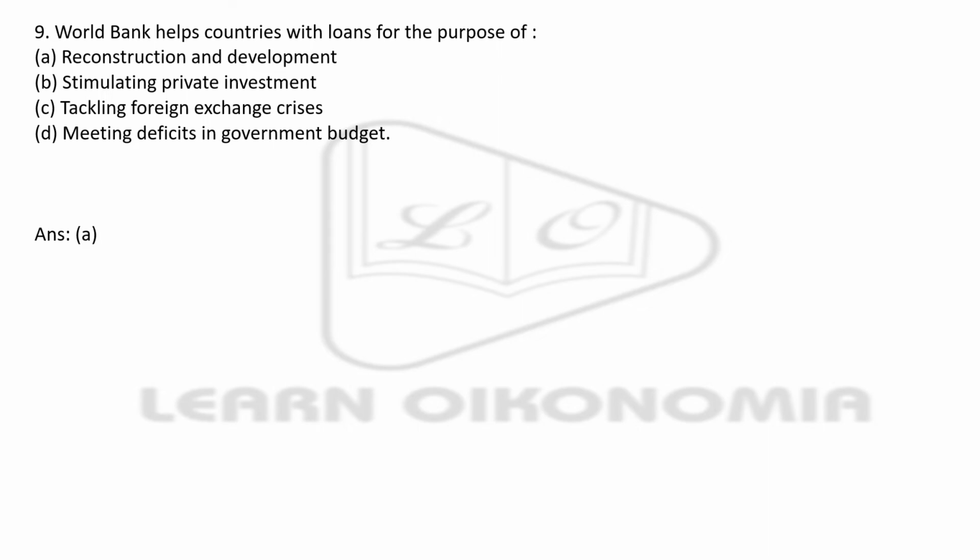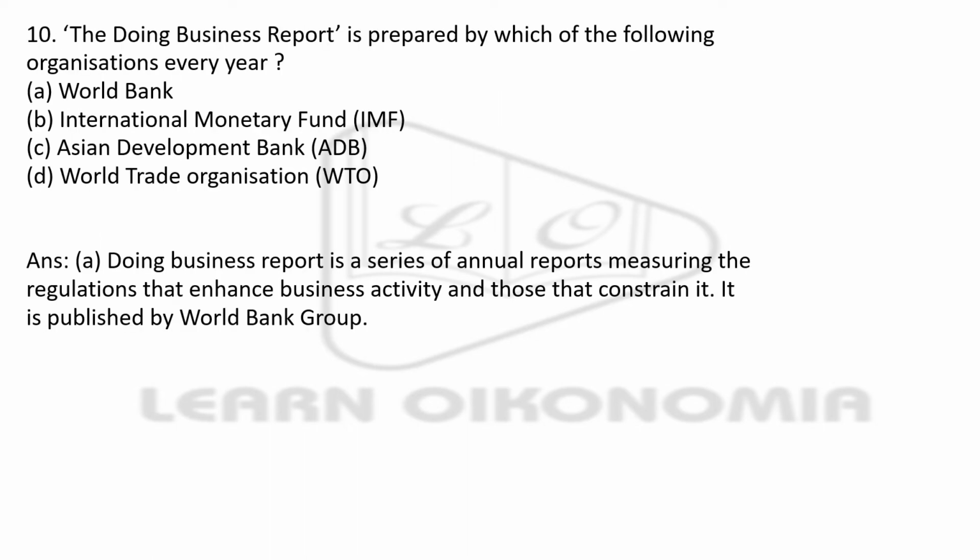Reconstruction and development, stimulating private investment, tackling foreign exchange crisis, meeting deficits in government budget. The right answer is option A, reconstruction and development. Next question. The Doing Business report is prepared by which of the following organizations every year? World Bank, IMF, ASEAN, and World Trade Organization. The right answer is option A, World Bank.